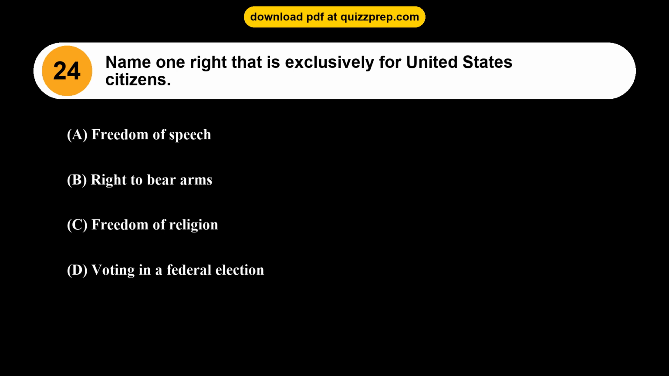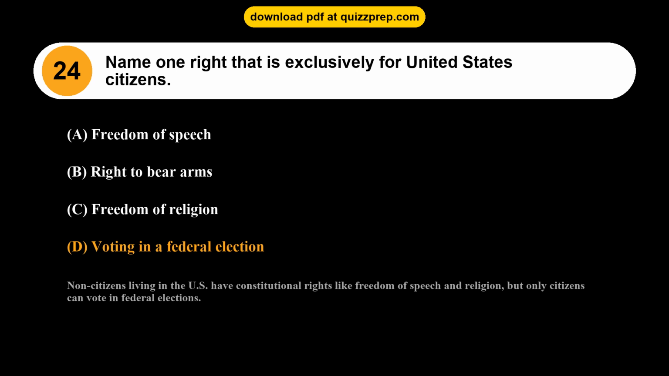Question 24. Name one right that is exclusively for United States citizens. Option A, freedom of speech. Option B, right to bear arms. Option C, freedom of religion. Option D, voting in a federal election. The correct answer is option D, voting in a federal election. Non-citizens living in the U.S. have constitutional rights like freedom of speech and religion, but only citizens can vote in federal elections.